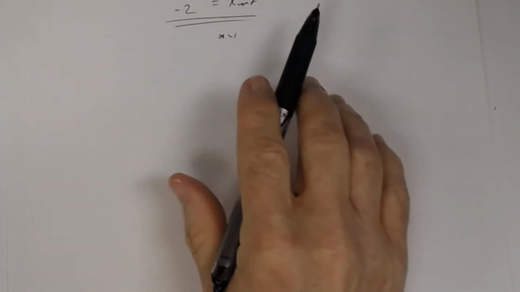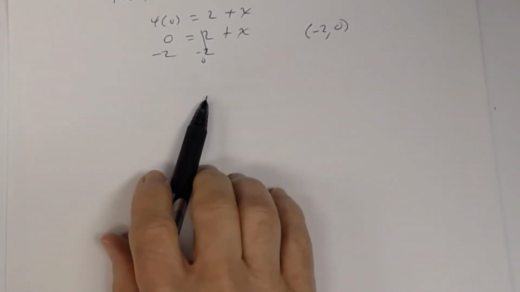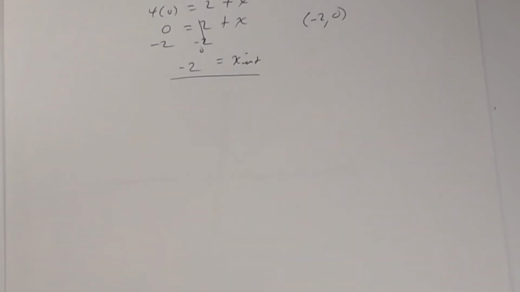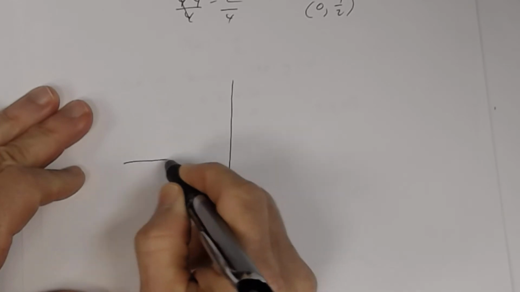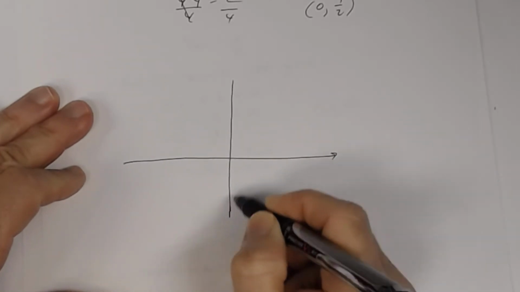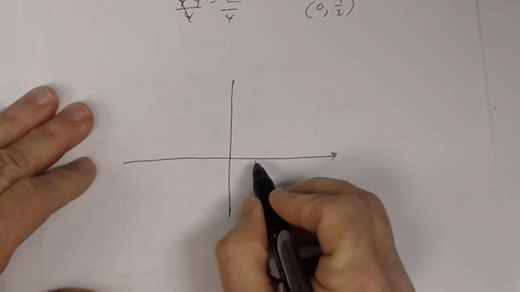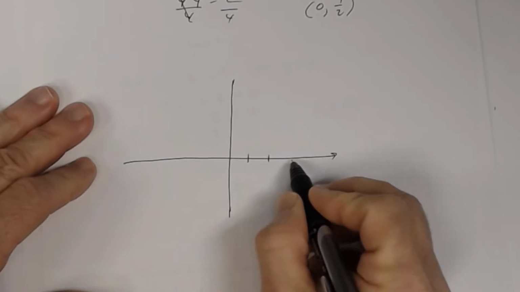So your y-intercept is 1/2. Your x-intercept is -2. All right, so now remember, if it's a fraction, you want your tick marks, these little marks here, to represent integers.